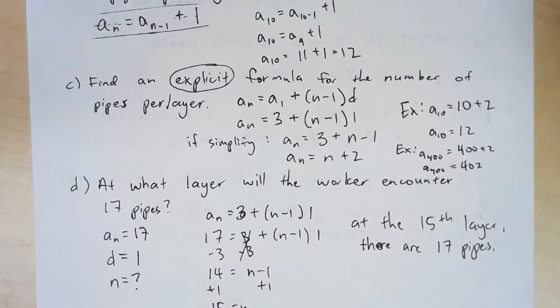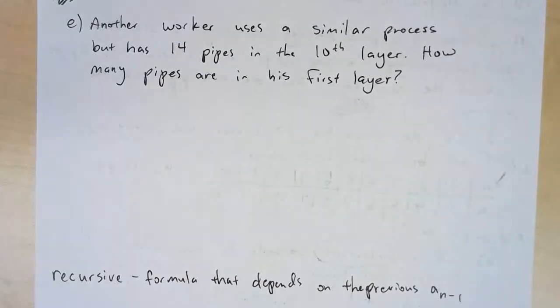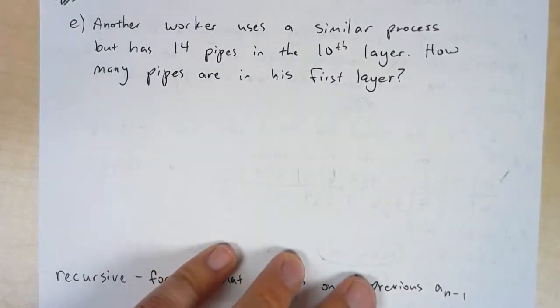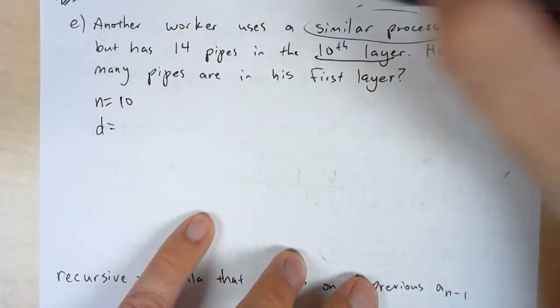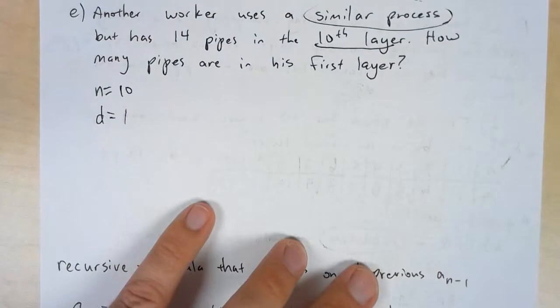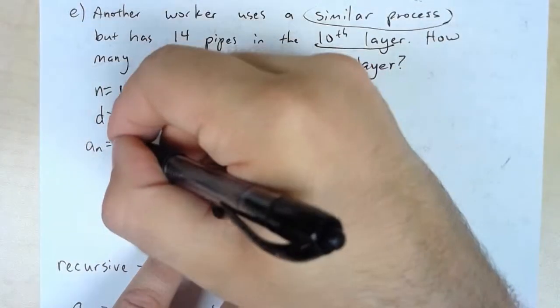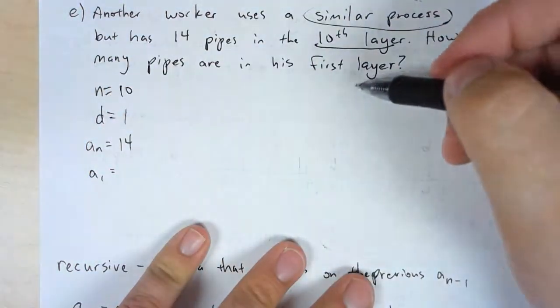Okay, so I've got one more part for us, part E. Another worker uses a similar process but has 14 pipes in the 10th layer. How many pipes are in his first layer? So we know the number of layers given to us is 10. We know our common difference is still the same, 1, because it says a similar process. We know our last number is 14. What we don't know is the number of pipes in his first layer.